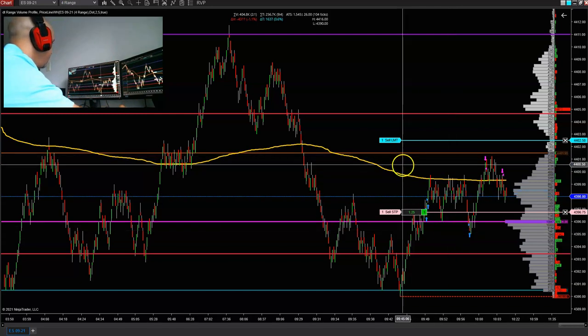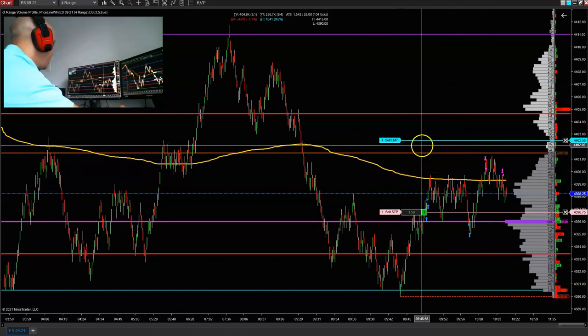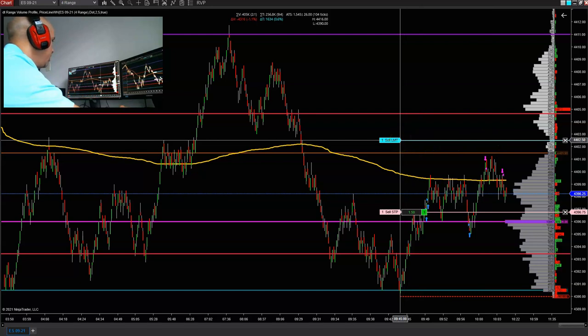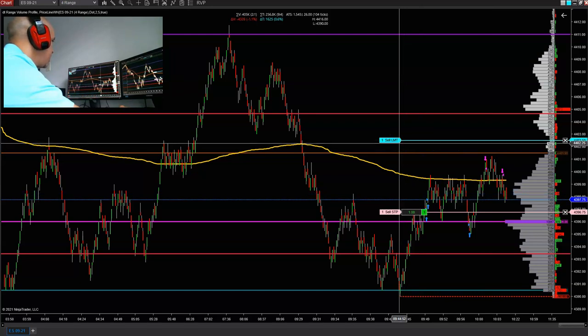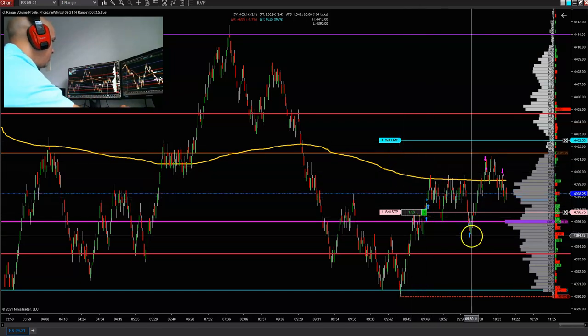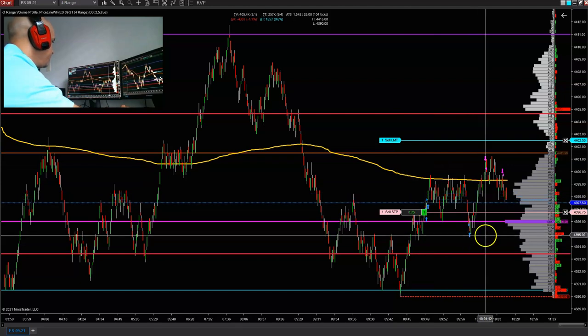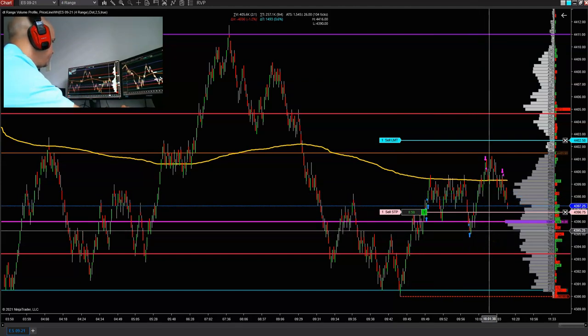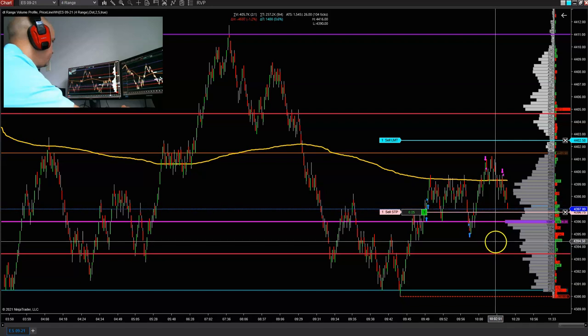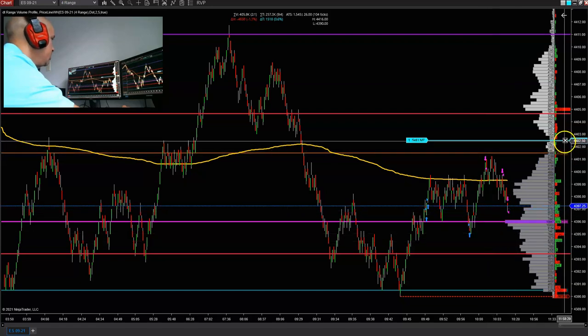It didn't push through and just slam up and hit this 4402 area, 4403 area. So it's fine if it comes back. I'm protecting my trade at this point here. Okay, so it took me out there.